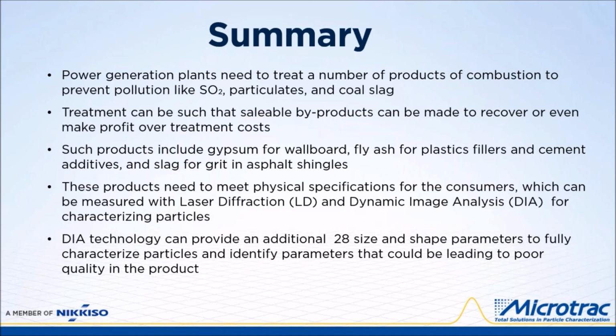To summarize, power generation plants need to treat a number of products of combustion to prevent pollution like SO2, particulates, and coal slag. Treatment can be such that saleable byproducts can be made to recover or even make profit over treatment costs. Such products include gypsum for wallboard, fly ash for plastics, fillers, and cement additives, and slag for grit in asphalt shingles. These products need to meet physical specifications for the consumers, which can be measured with laser diffraction or dynamic image analysis technologies for characterizing particles.